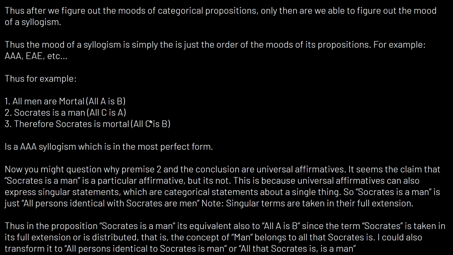Just note that in every affirmative proposition, the predicate will never be distributed. We'll get into the distribution of terms in a bit, but that will be in a later slide. I don't want to spoil it for you right now, because there is the universal negative, which has both of the terms distributed, and then the particular negative, which only has the predicate distributed. So, moving on, the proposition, as I've said, Socrates is a man, just is the same as all A is B, because Socrates is taken in its full extension.